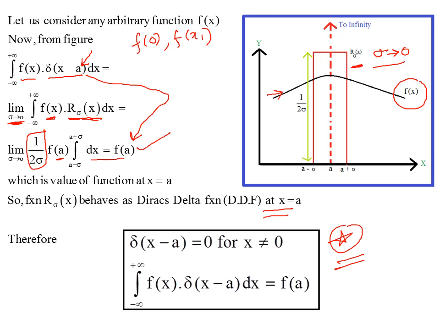So I think you all have now understood that we can calculate the value of the distribution of a function at the desired point with the help of Dirac's delta.